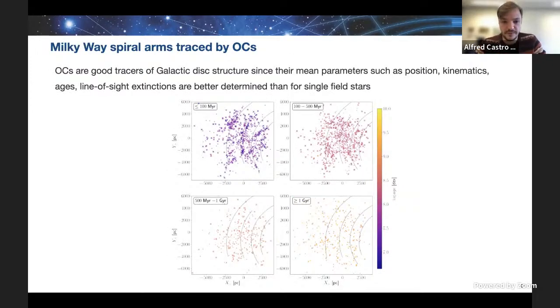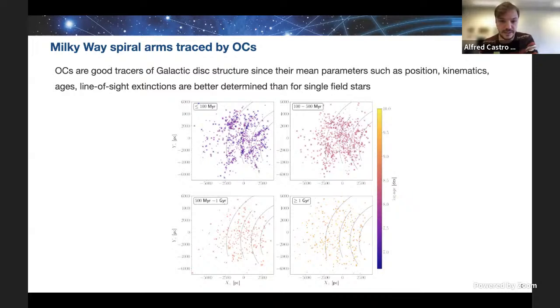Okay, we also see that if we plot the distribution of these clusters for different age bins in the heliocentric XY coordinates, they follow different distributions. For instance, in the top left plot, which shows the younger clusters, we see that they are grouped in over densities that may follow the locations of the spiral arms. And as you go older and older, these over densities disperse, and at the end you cannot trace any of them, and you do not trace spiral arms.